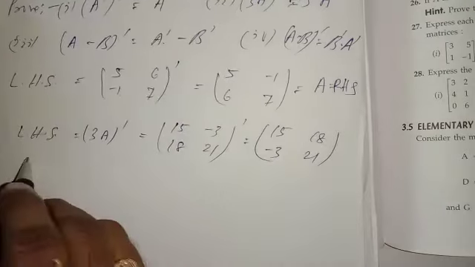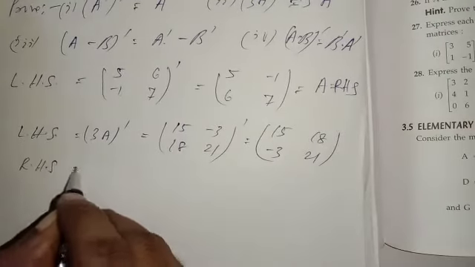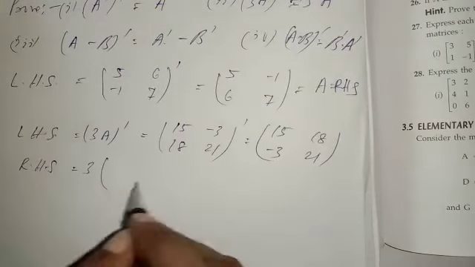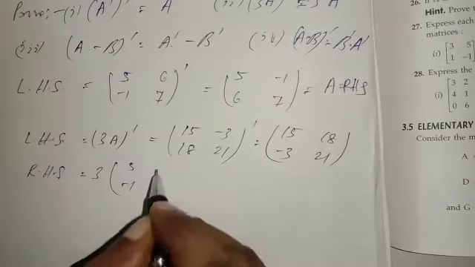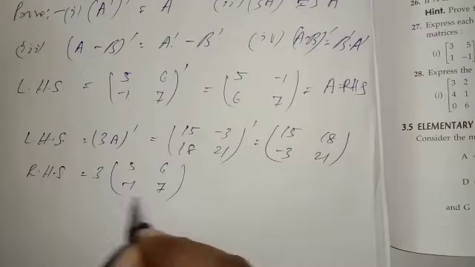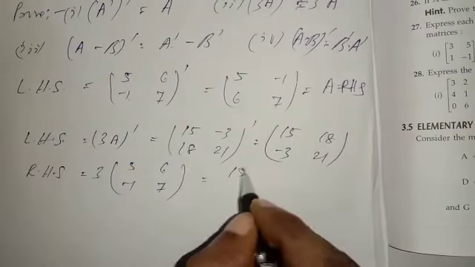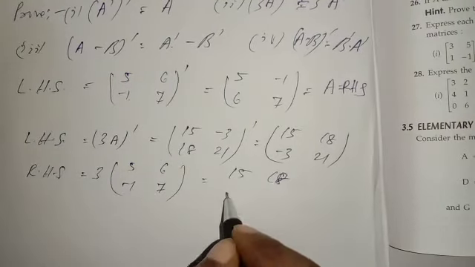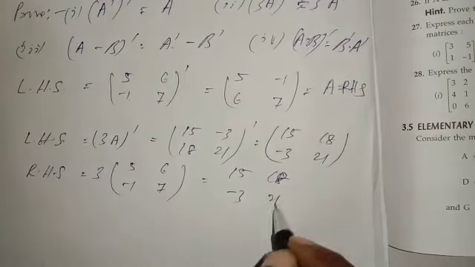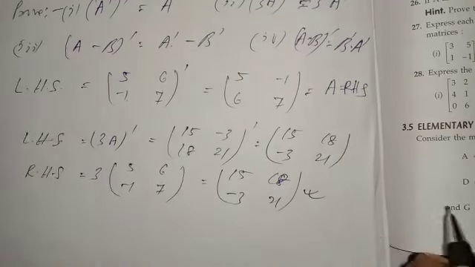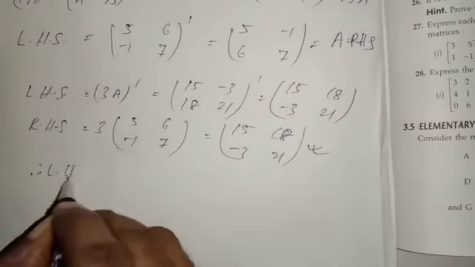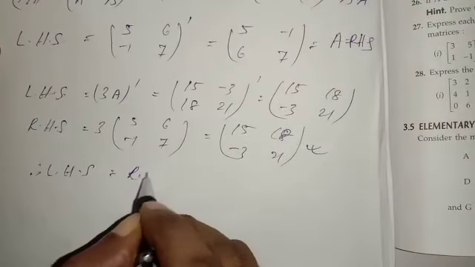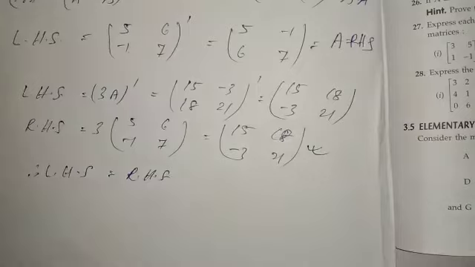Now right hand side is what? 3 into A transpose. What is A transpose? A is given 5 minus 1, 6, 7, that will be converted to 5, 6, minus 1, 7. Now multiply 3, it will be 15, 18, minus 3, 21. Both are equal coming or not? Yes or no? Equal coming. Therefore, left hand side is equal to right hand side. The second part is also completed. Let us go to the third part.